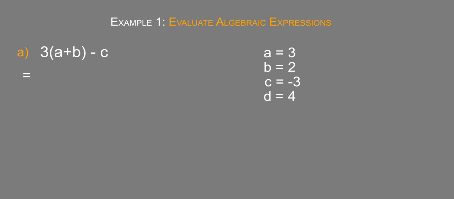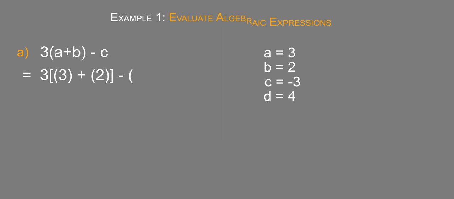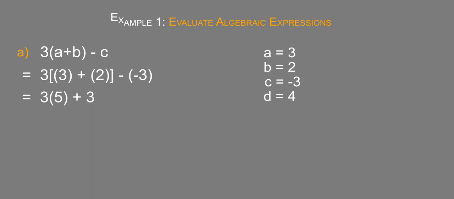That equals 3 times, I'm going to use a bracket here. It's always a good idea, especially when negative values are involved, to put all substitutions in parentheses. So a is 3 plus b is 2, and that's minus c is negative 3. So we'll simplify what's on the inside of the brackets first. 3 plus 2 is 5. And then minus negative 3, that's the same thing as plus 3. 3 times 5 is 15, plus 3, and that equals 18.